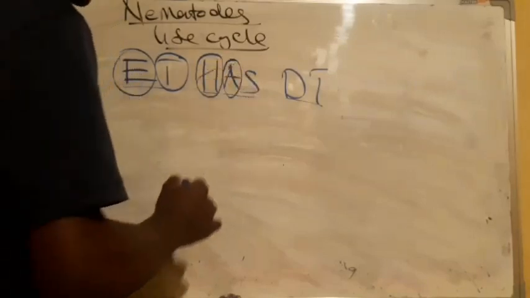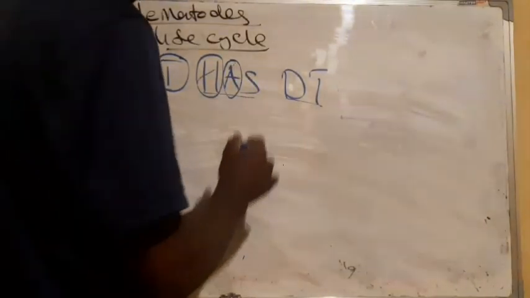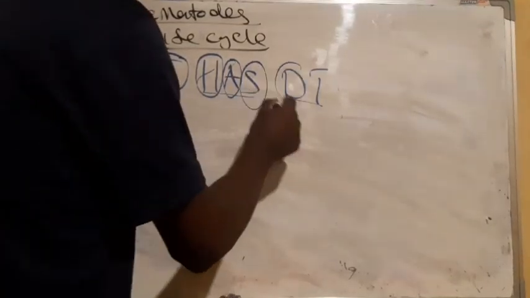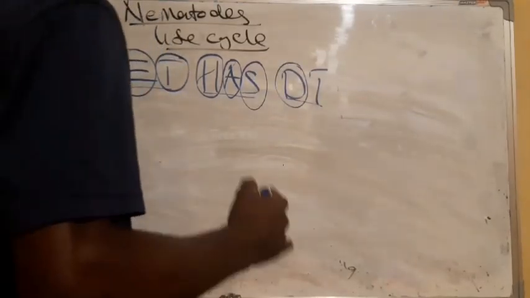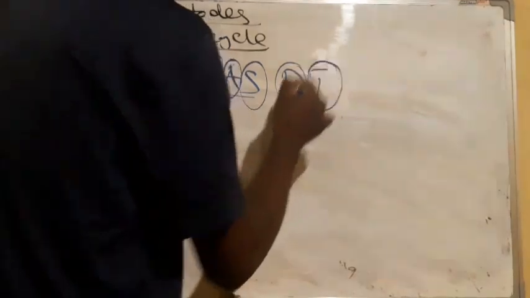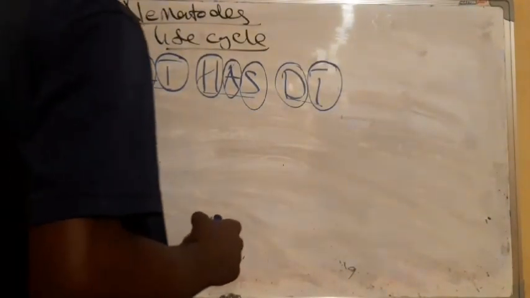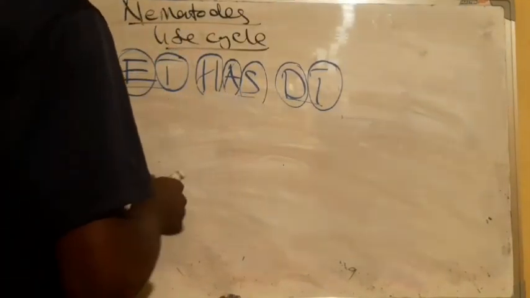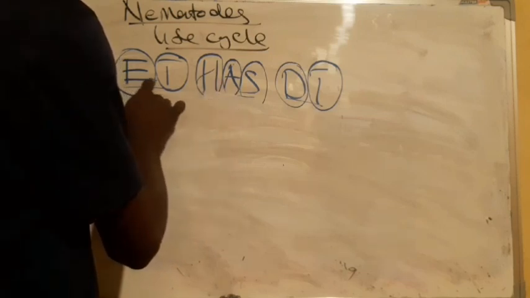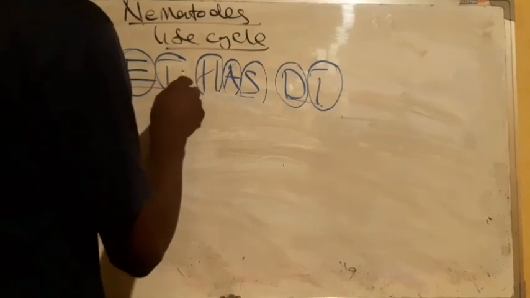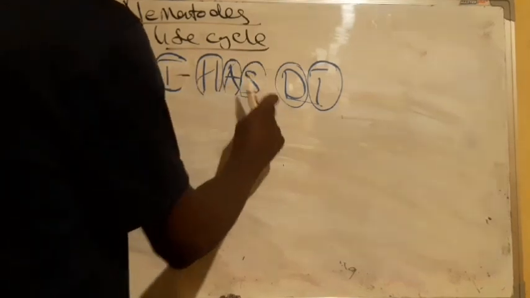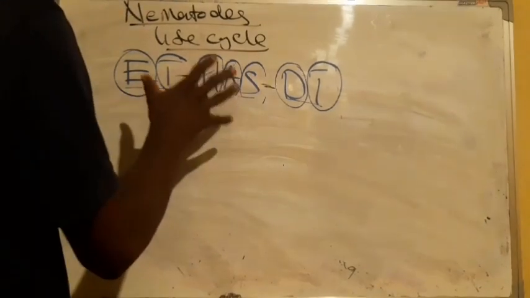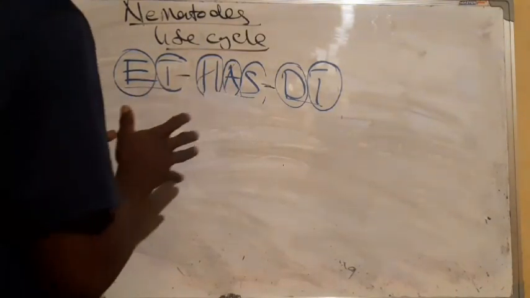There's also the A, which is Ascaris lumbricoides. Then S is Strongyloides. D stands for Dracunculus. Then T stands for Trichinella. So now these are grouped for a purpose: the ET, then HAS, and DT. This can help you to remember them easily and not to confuse them.